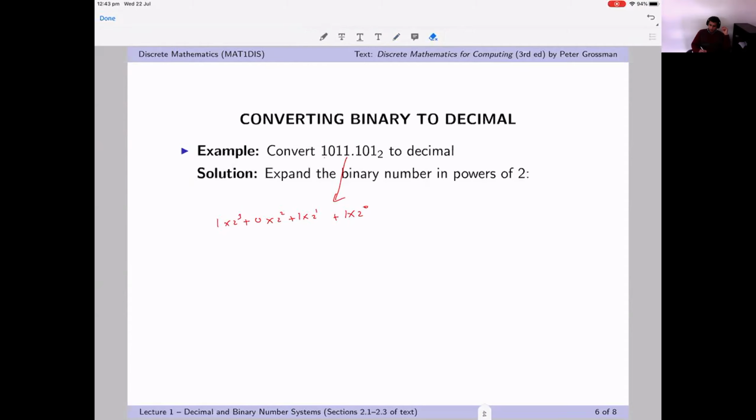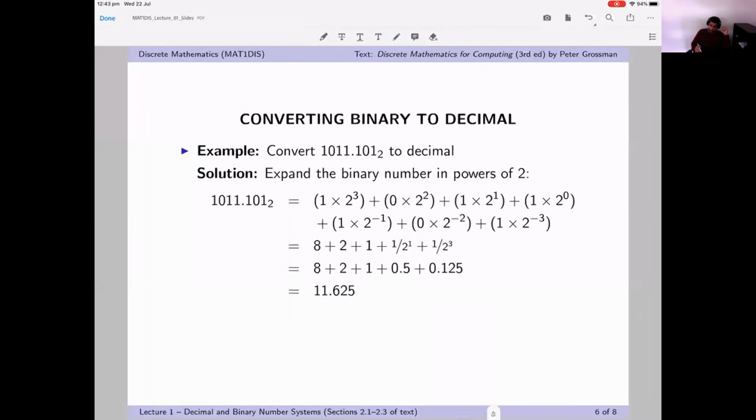All right. And similarly on the fractional side, so let me erase this so that I can move on to this slide. Here it is in a detailed form. So this is 1 times 2 to power 3, then 0 times 2 to power 2. That 1 is 1 times 2 to power 1, and this one is 1 times 2 to power 0. And after the decimal point, we go into the negative powers. So 1 times 2 to power minus 1, 0 times 2 to power minus 2, and 1 times 2 to power minus 3. Then we can calculate them.